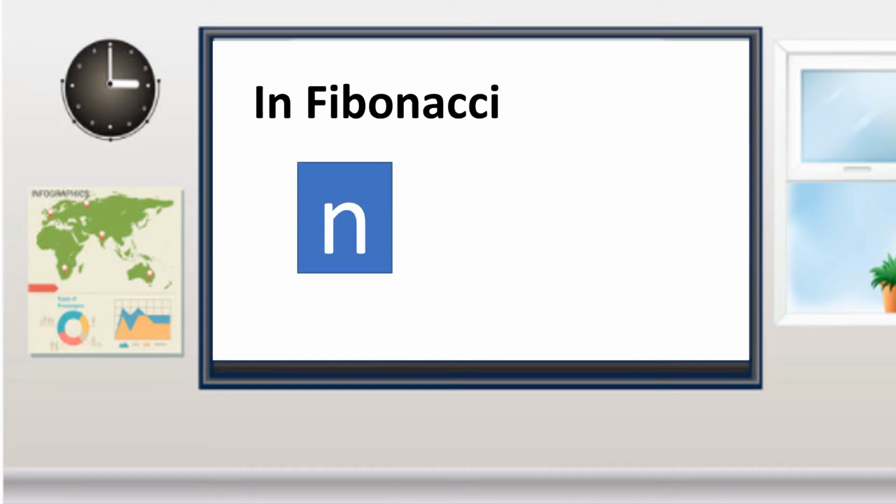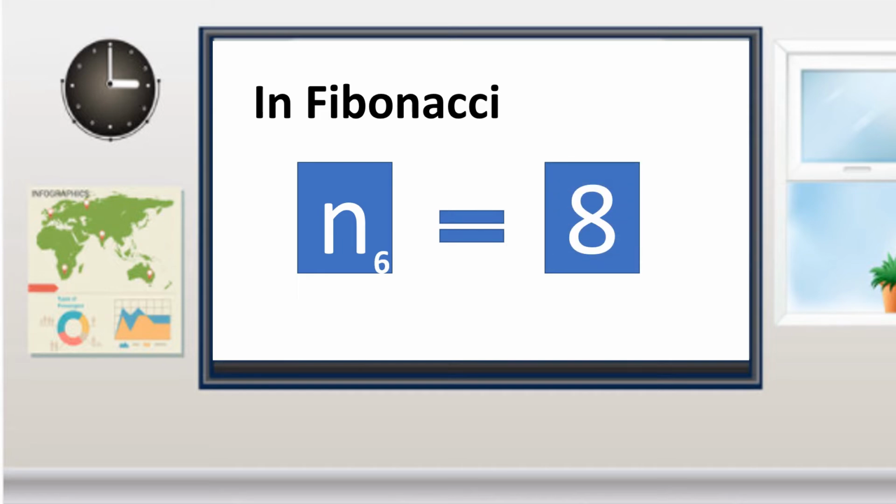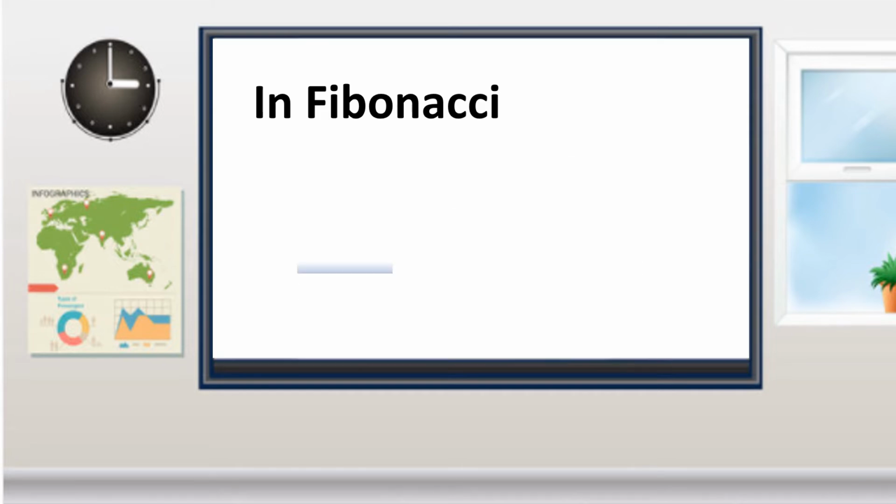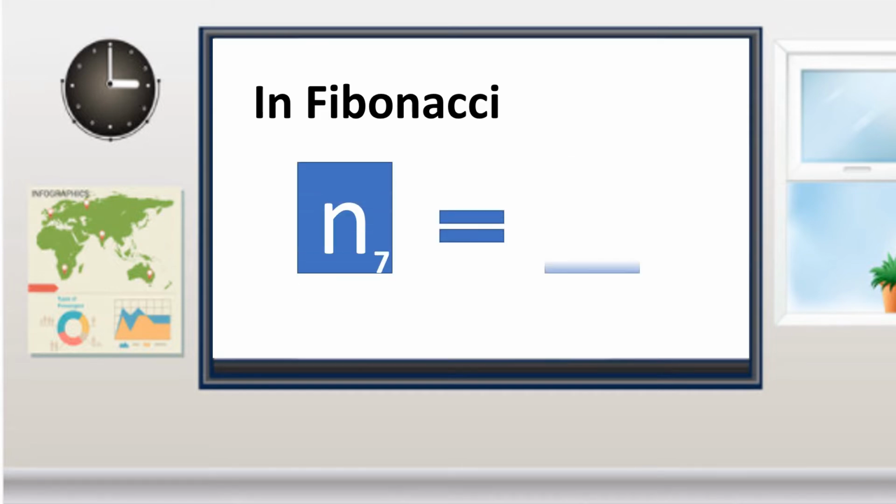In Fibonacci, we have n sub 1 is equal to 1, n sub 2 is equal to 1, n sub 3 is equal to 2, n sub 4 is equal to 3, n sub 5 is equal to 5, n sub 6 is equal to 8, and n sub 7 is equal to 13.